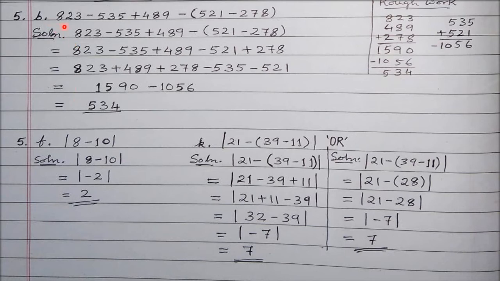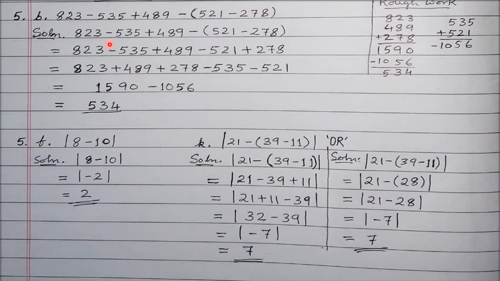5b, we have 823 minus 532 plus 489 minus bracket 521 minus 278 bracket close. Now as I said in the previous question, we may solve the bracket first or we may open the bracket. In the previous question I had solved the bracket first, but here in question number B I have opened the bracket, so this way also you can do.